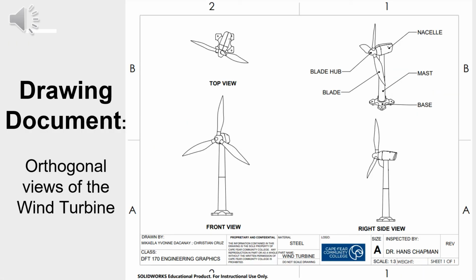This drawing document shows the orthogonal views of the wind turbine: the front, top, right side, and isometric views of the model. It also has information like the intended material of the model. And according to our research, the most common material used for wind turbines is steel.